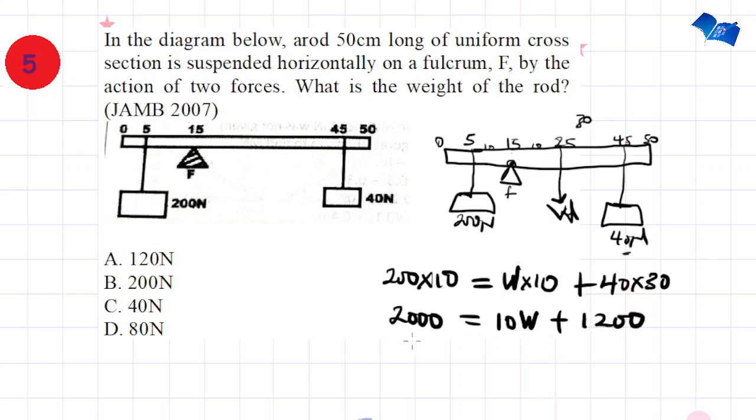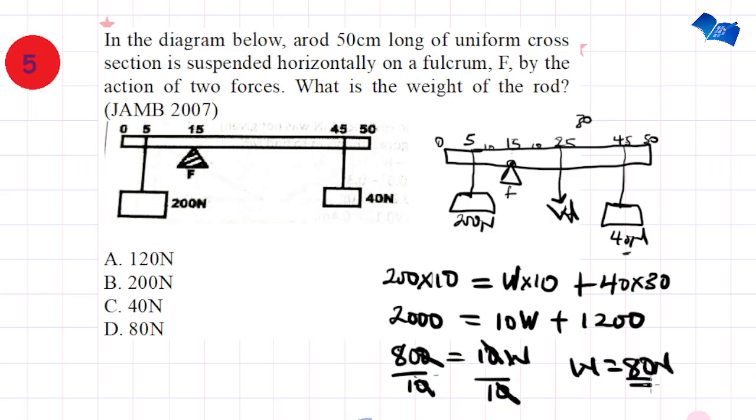So if you collect like terms, 2000 minus 1200 will give us 800, which is equal to 10 times the weight of the rod. Then divide both sides by 10, right? You can see that the weight is equal to 80 Newton. So you can see that the correct option is option D. So the key factor here is just to know that for a uniform rod like this, the center of gravity is at its center, and at that particular point of center of gravity, that is where the weight of the rod tends to act, right?